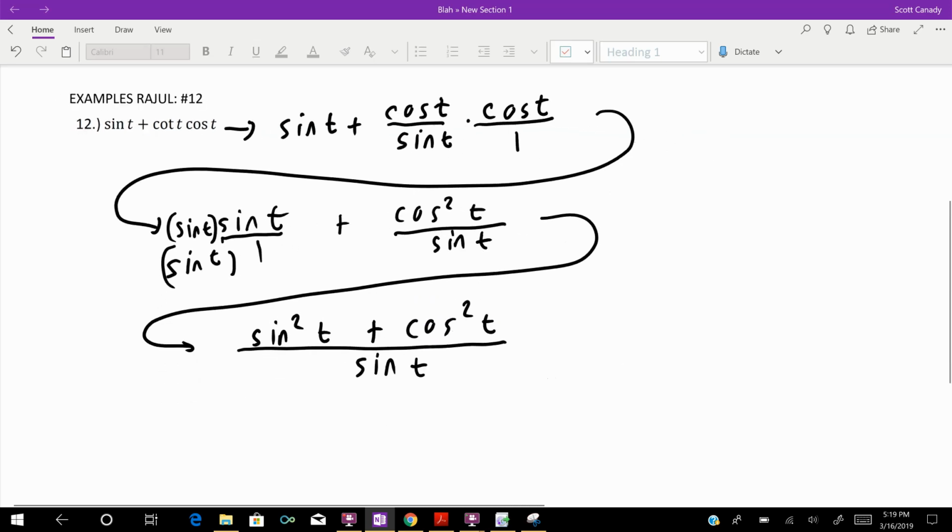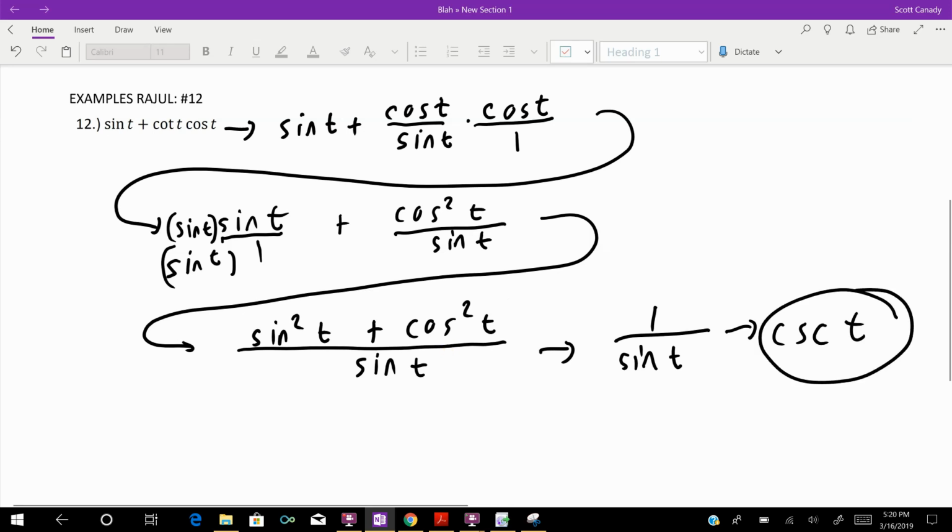Let's shrink that down just a little bit. And now that sine squared t plus cosine squared t, that's the most famous Pythagorean identity. Sine squared t plus cosine squared t equals 1. So let's go ahead and simplify that. That becomes 1 over sine of t. And 1 over sine of t is cosecant of t. So cosecant of t is what this whole expression simplifies to.